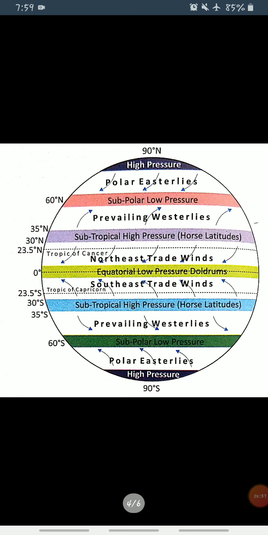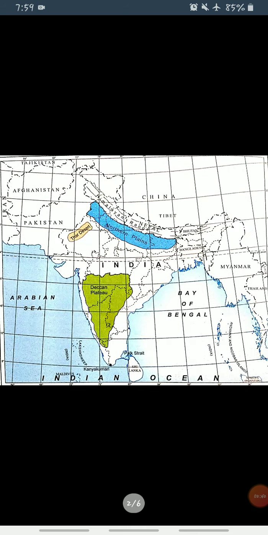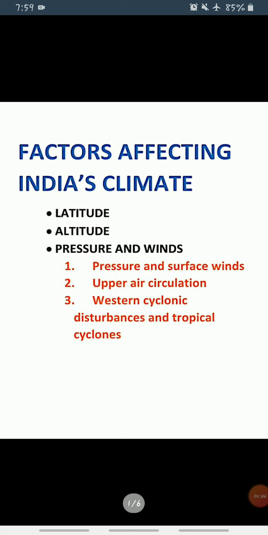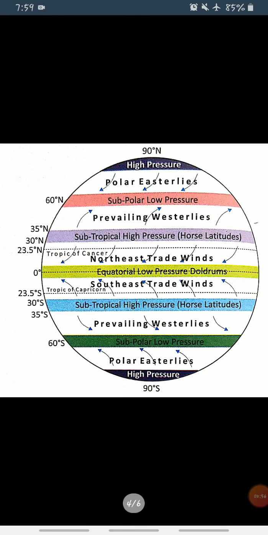Clear? And the next one is winds and pressure. In this topic we will discuss these three: pressure and surface winds, upper air circulation, western cyclonic disturbances, and tropical cyclones also. We will learn about this with the diagram of the planetary wind system, or the major pressure belts.